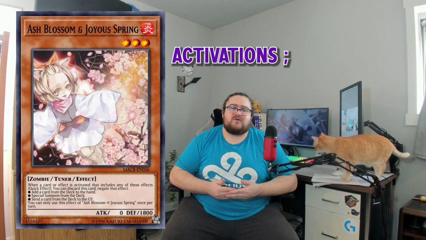A lot of people do not like to call targeting monsters before the semicolon a cost, since it's more of an activation requirement. That's absolutely true, but for the sake of making things easier and going faster, I always say cost when I'm playing the game, just so that people understand right away.